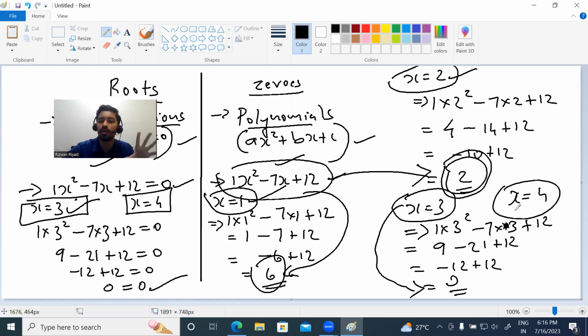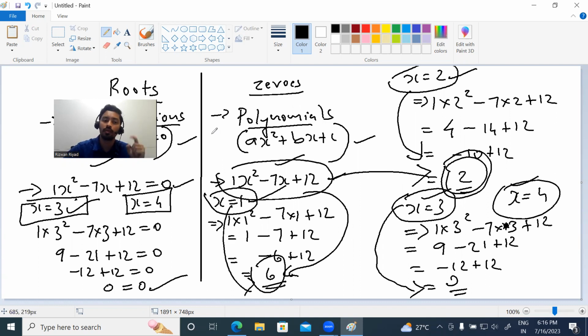That doesn't mean that we have to put only these 3 and 4. No. You can put any value for x, and you will get the corresponding value. For example, if you put x equal to 1, you will get 6. If you put x equal to 2, you will get 2. Similarly, if you put x equal to 5, you will get another value. All those are values of the polynomial for different x values. But if you want 0, you have to put only 3 and 4. Those values, 3 and 4, are known as zeros of the polynomial.